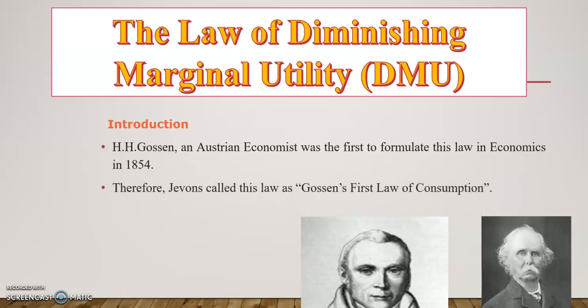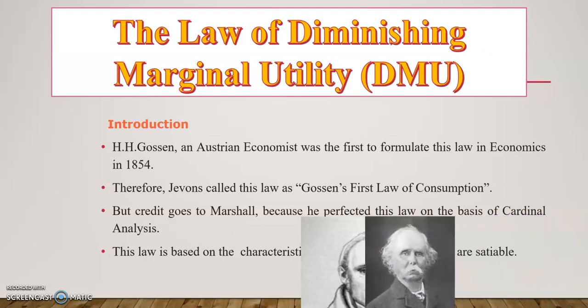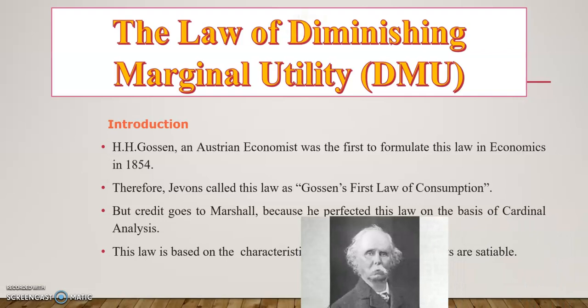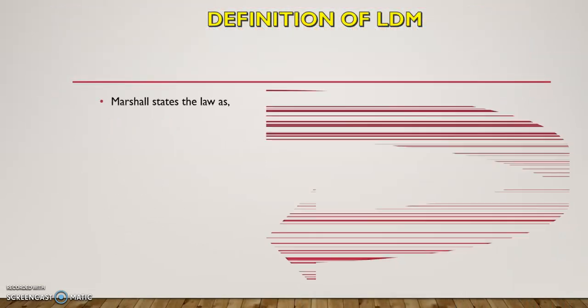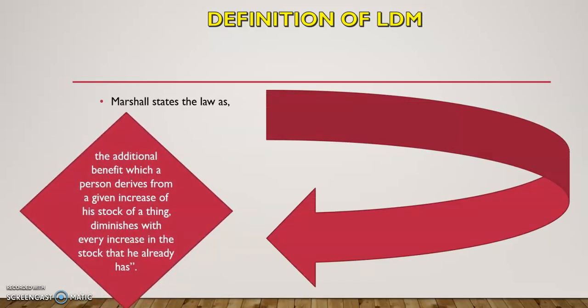After that, Marshall refined this analysis, and it is termed the cardinal analysis. It determines the characteristics of the consumption and want-satisfying power of the people. The definition of the law of diminishing marginal utility, according to Marshall, states that the additional benefit which a person derives from a given increase of his stock of a thing diminishes with every increase in the stock that he already has.